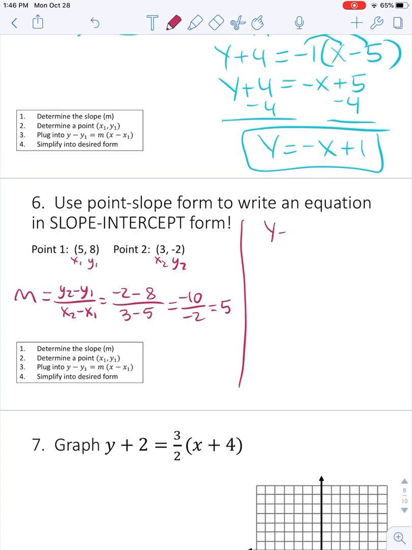So y minus y1 equals m times x minus x1. Now, as far as the point is concerned, because step 2 is to find a point, didn't I already call a point x1, y1? Let's just call that one our point. You could use point 2, 3, negative 2, but I'm just going to use the first one since it's already labeled x1, y1. So we're going to plug that in. y minus the y1, which is 8, equals m, which is 5, times x minus x1, which is 5.